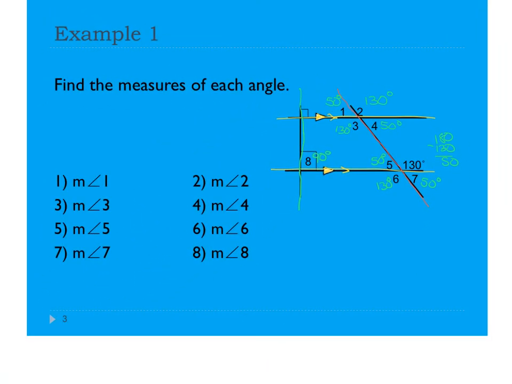So we can clearly see that angle 1 is 50. Angle 2 is 130. Angle 3 is 130. Angle 4 is 50. Angle 5 is 50. Angle 6 is 130. Angle 7 is 50. And angle 8 is 90 degrees.